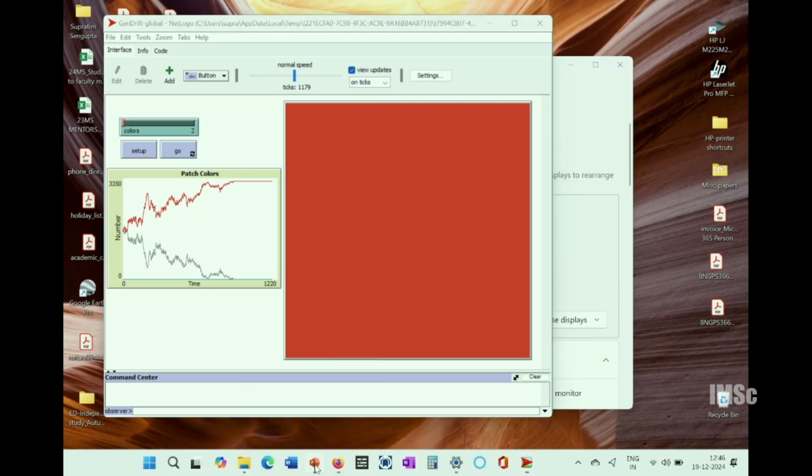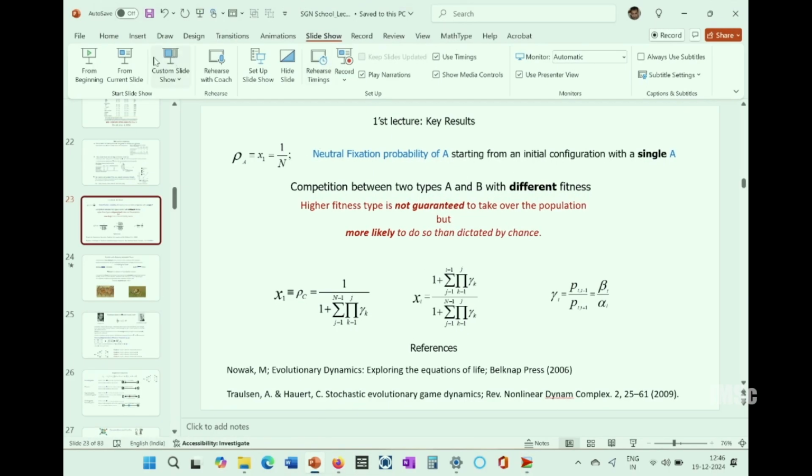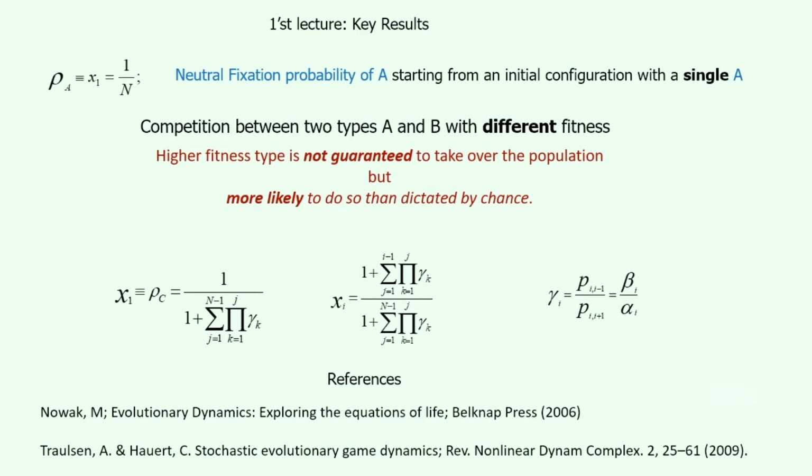Okay, so let's go back to the slides. So here are the key take-home results of yesterday's lecture. We saw in the case of neutral evolution between two different types, we could calculate what's called the fixation probability. There's a bit of subtlety that I forgot to mention in yesterday's lecture. In the literature, you will also find the term invasion probability being used quite frequently. And invasion probability and fixation probability are similar concepts.